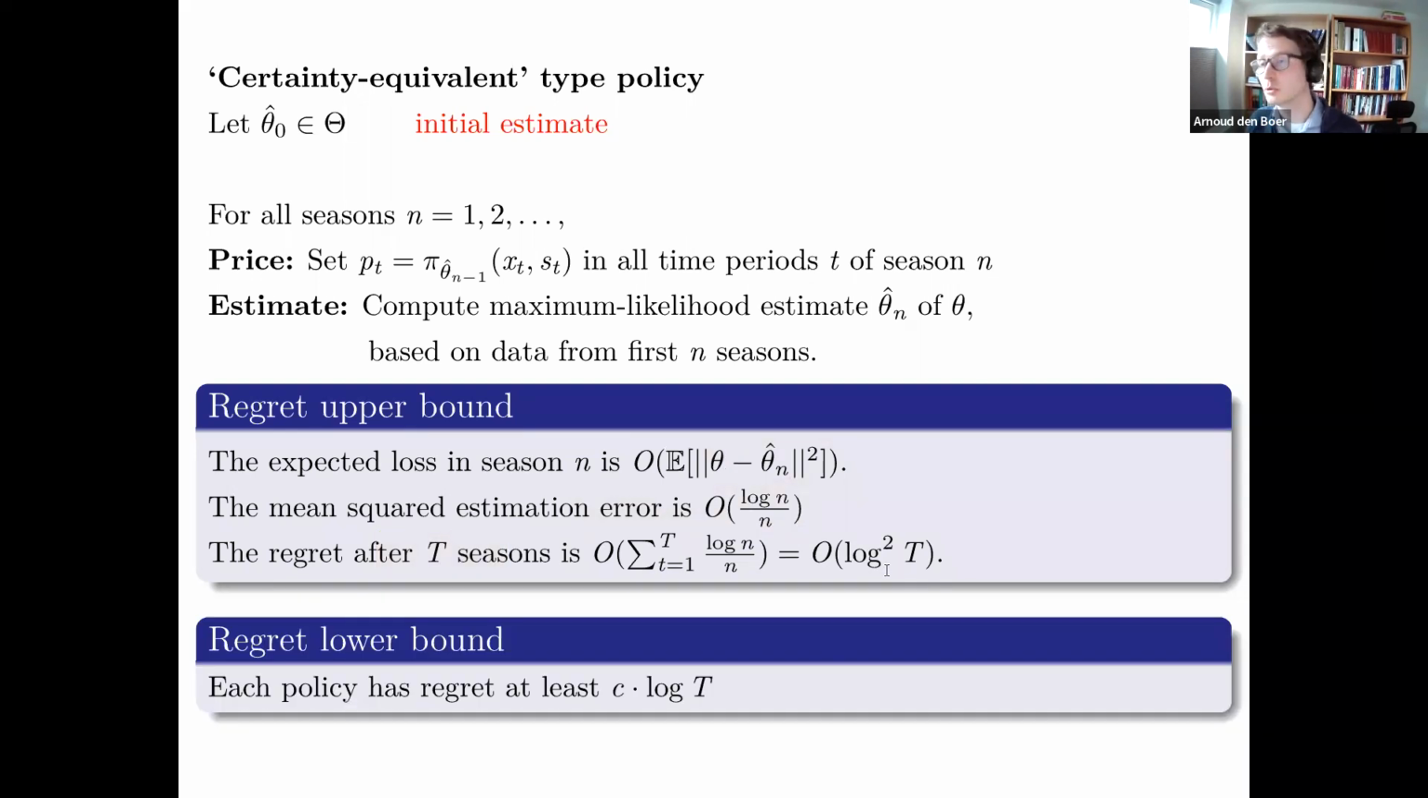which is much smaller than square root t. Now, I also showed the lower bound. I cannot really get rid of this square root of log t. There are always logarithmic problems in these data-driven problems, but we don't care about that too much.